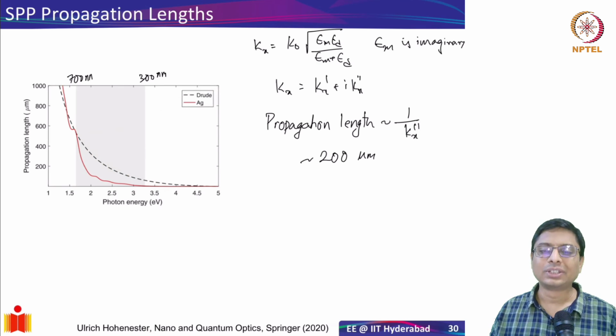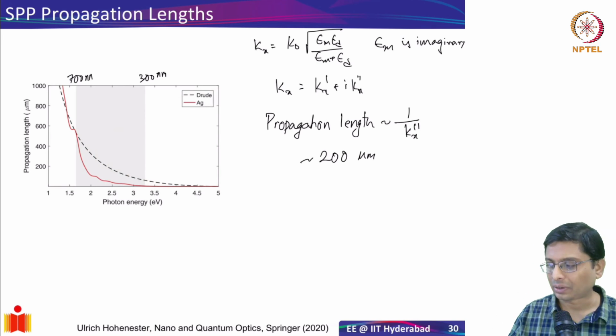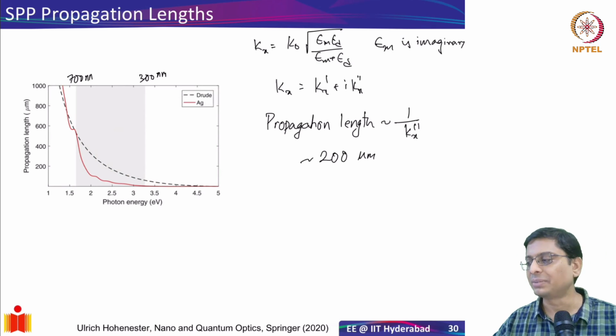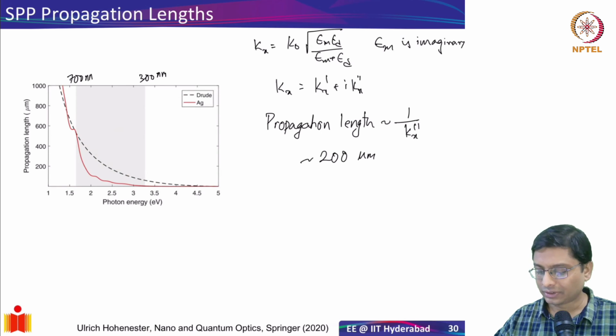But of course, the loss plays an important role, and there is a lot of effort in trying to minimize the loss. All right, so this is a big issue. The wave on the interface is going to decay as it propagates. That's the message I just want to leave you with. And the wavelength of the wave is going to be smaller than in free space.